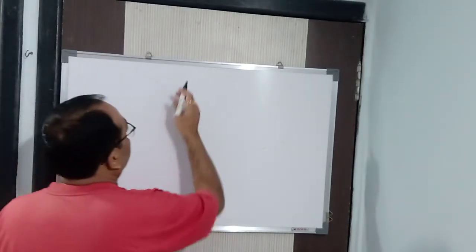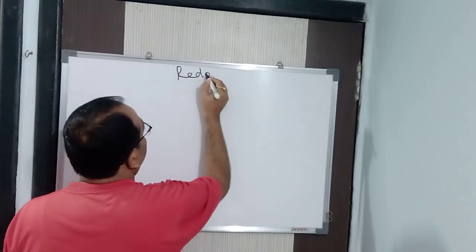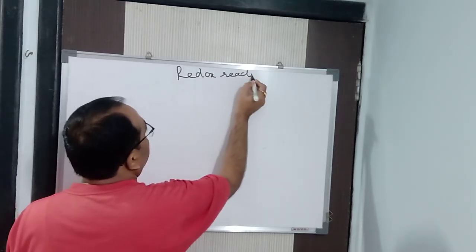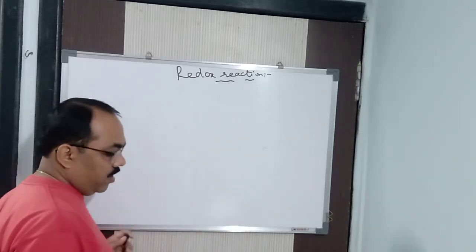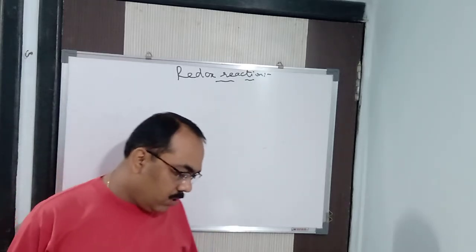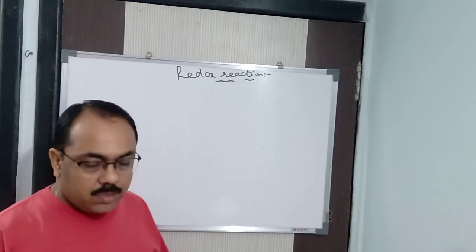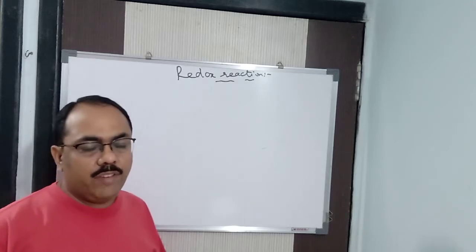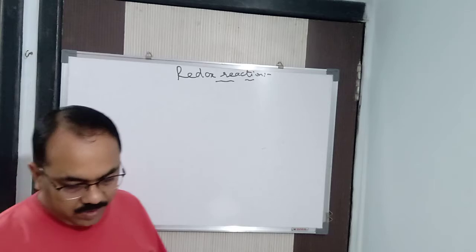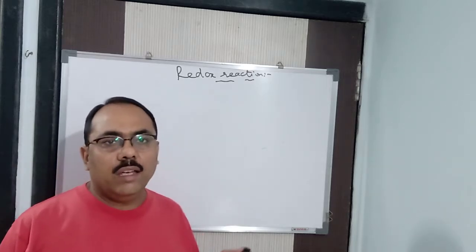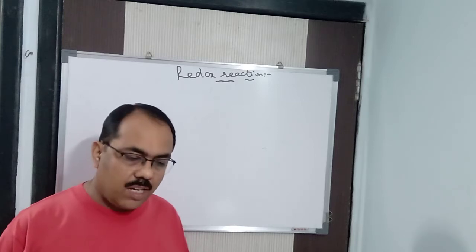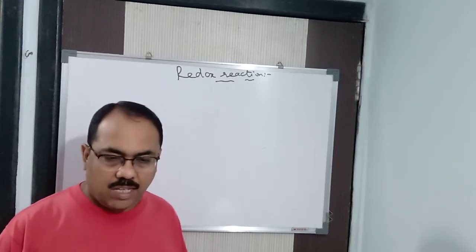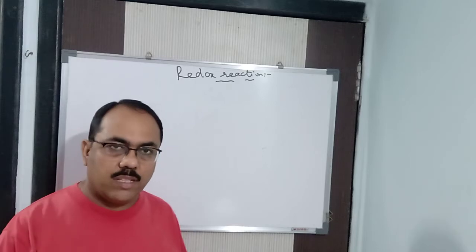Now we'll start the next chapter, that is oxidation reduction, otherwise known as redox reaction. Generally, where does a redox reaction take place? It takes place in a battery, in a cell, an electrochemical cell or an electrolytic cell, where oxidation and reduction take place.